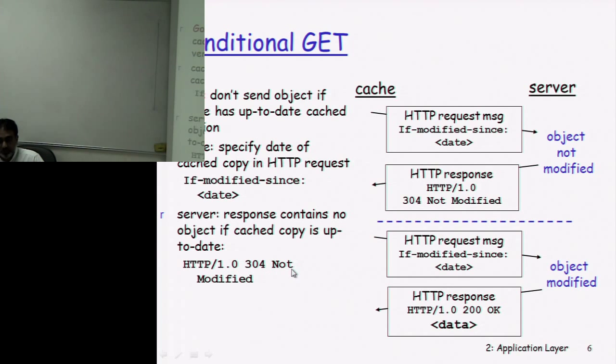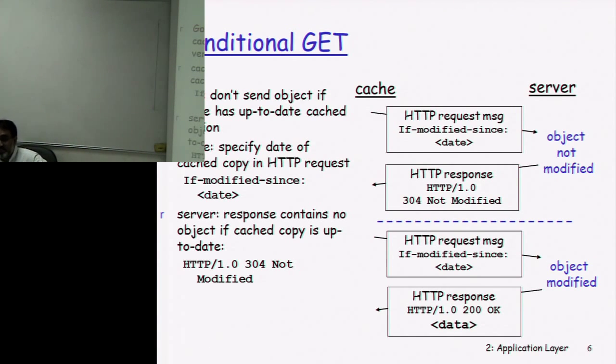HTTP 1.0 304 not modified. So the cache will check with the origin server whether the copy of the object which I am having is the latest or modified. If the cache gets a response from the server that the object is not modified, it will serve the client request locally.